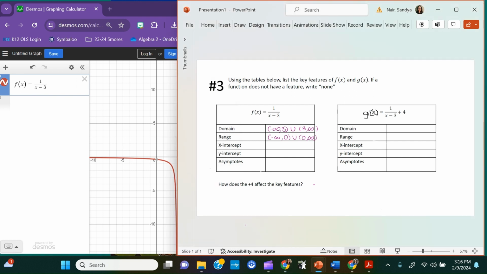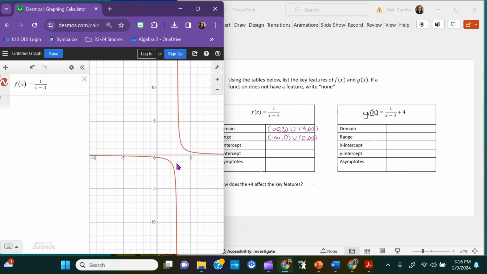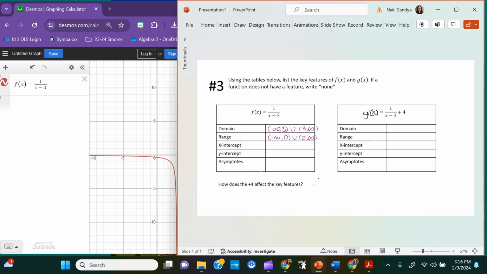So now let's think about the x-intercepts. The x-intercepts are actually not going to be there on this function. And the reason is because the x-axis is actually like an asymptote, right? So it's only going to approach the x-axis. So we're actually going to have no x-intercepts. So I'm just going to write none here.